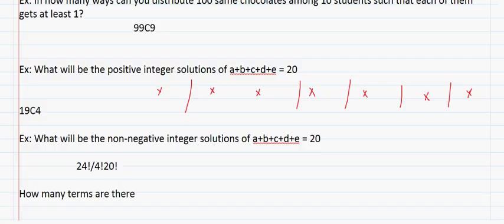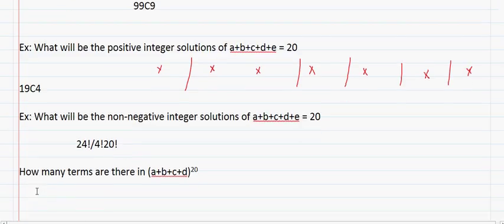are there in a plus b plus c plus d raised to power 20, right? So if you have to find the number of terms in this, one method is there is a formula, the other method is we can use the distributions, right? So any term is something like a raised to power a, b raised to power b, c raised to power c, and d raised to power d, right?